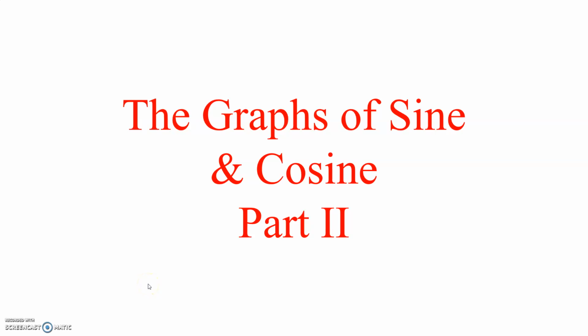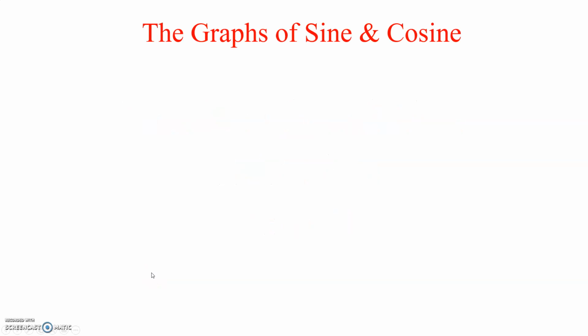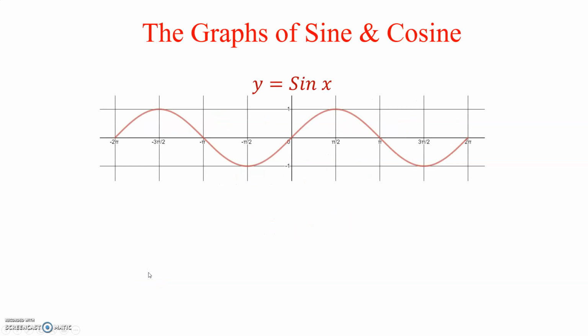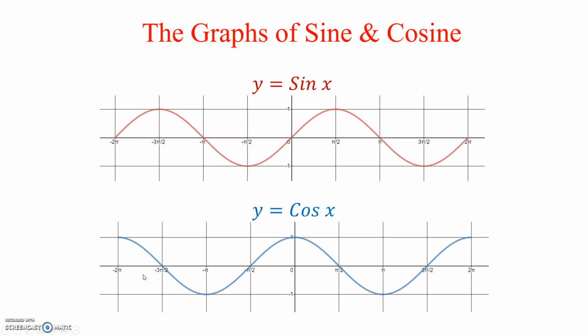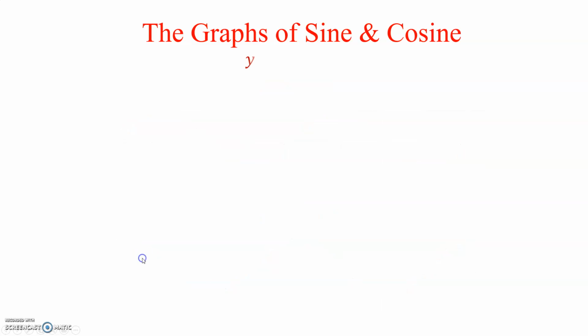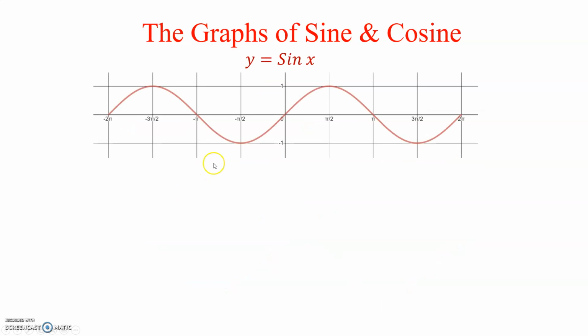Okay, this is the second part of the graphs of sine and cosine. We saw from the last video that the graph of y equals sine x looks something like this, and y equals cosine x looks something like this. In this video, we'll start to look at some of the special characteristics and some of the functions that correspond to the different graphs. So I'm first going to only speak on sine of x, but everything that we discover in the graph of sine is applicable to cosine.